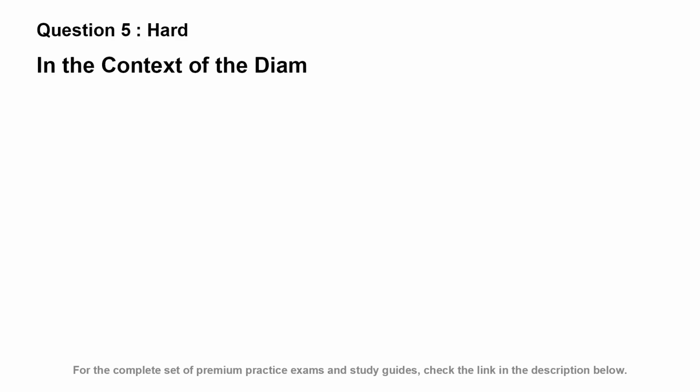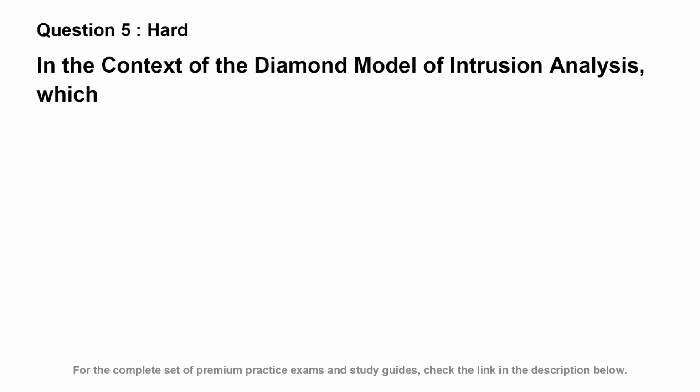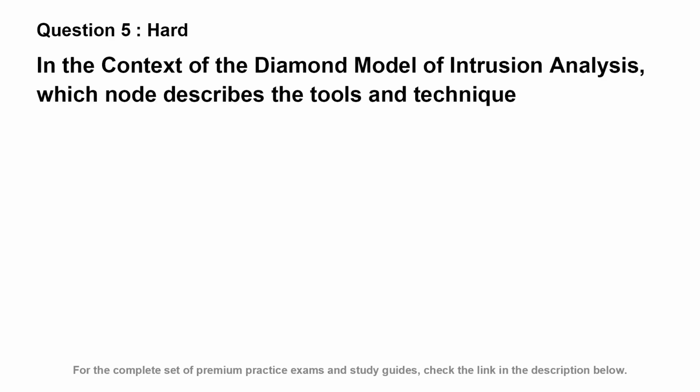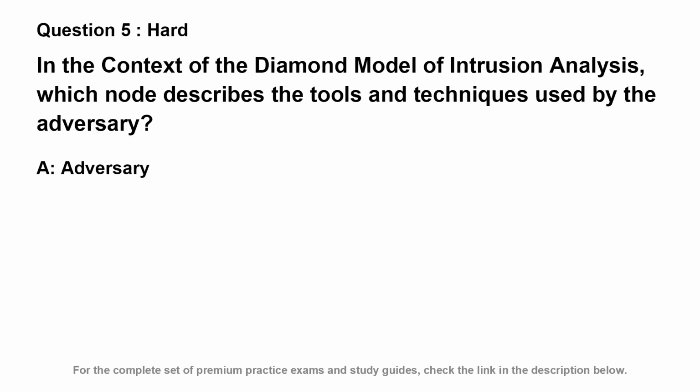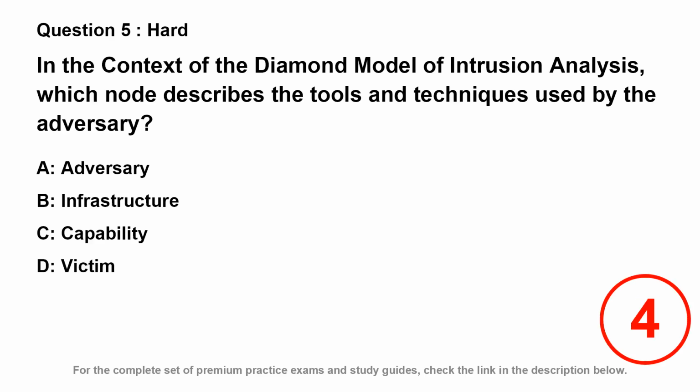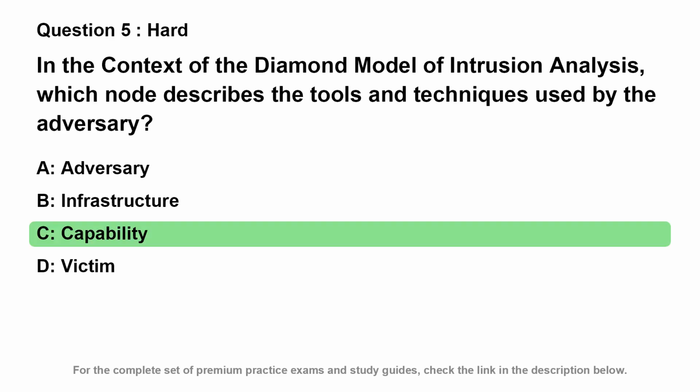In the context of the diamond model of intrusion analysis, which node describes the tools and techniques used by the adversary? Option A, adversary. Option B, infrastructure. Option C, capability. Option D, victim. The correct answer is C.